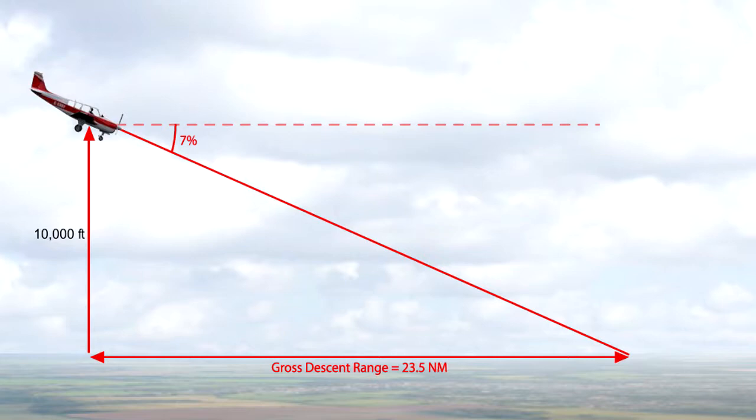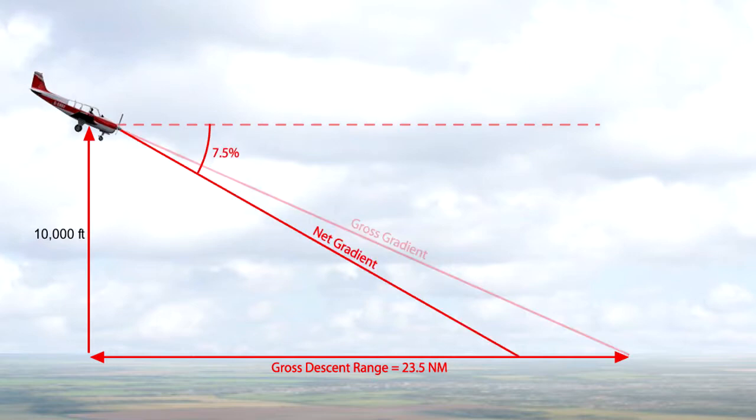Unfortunately though, as we have seen, the regulations do not permit this gradient to be used in our calculation. The gradient must be increased by 0.5%. This will lower the assumed descent performance of the aeroplane. The new deteriorated gradient that the regulations insist that we use is called the net gradient, and in our case this is 7.5%. If this net gradient has to be used, the glide distance will reduce to 22 nautical miles.